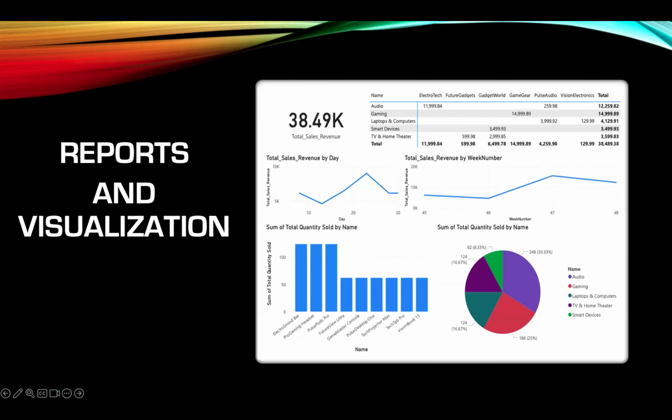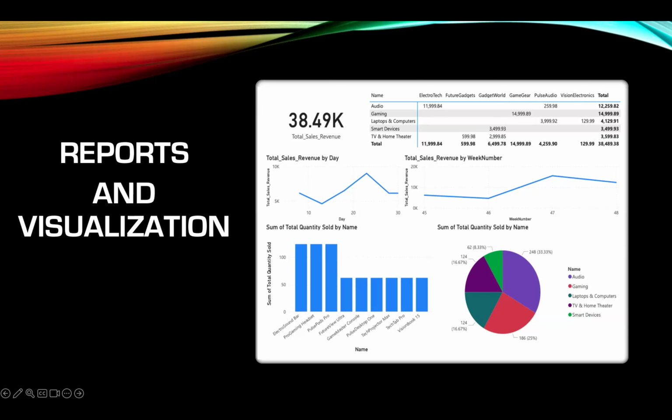So the first report focuses on the sales metrics of a database. The purpose of this report is to analyze the revenue trends, top selling products, and categories by the category name. As you can see, the total sales revenue was around 38.49K, and you can also see the sum of total quantity sold by name and by the category names like audio, gaming, laptop, computers, and etc.